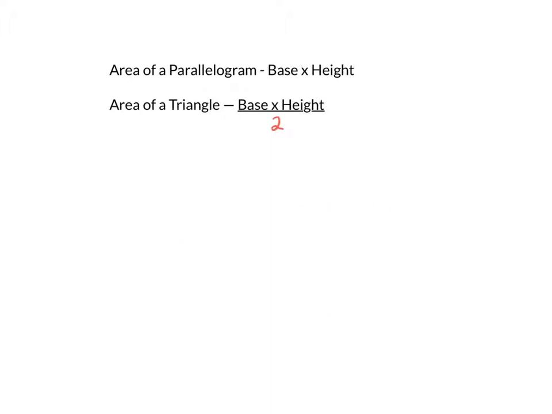To review, please remember these two formulas for finding the area. To find the area of a parallelogram, you just multiply the base times the height. Just make sure it's the straight height going up, not a slanted side. For the area of a triangle, it's the base times the height divided by 2.